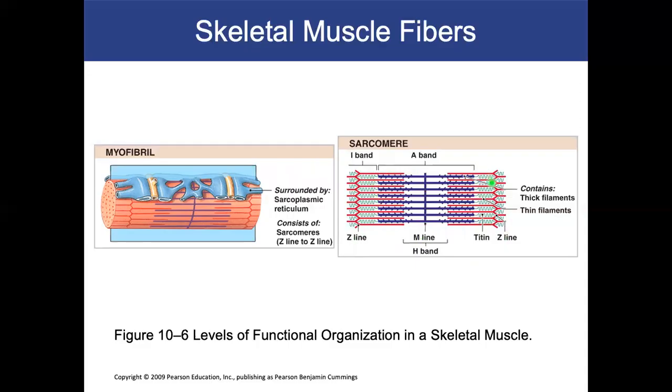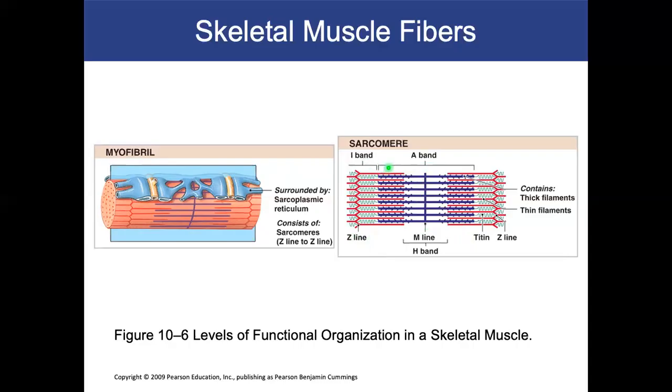And then the M line is the anchor for the myosin. And so myosin are the purple lines. So myosin comes off of the M line and actin comes off of the Z line. And those are the two contractile fibers. Now notice that there are other bands, right? So let's look at the I band. The I band is actin only, right? So it's where there's only actin.